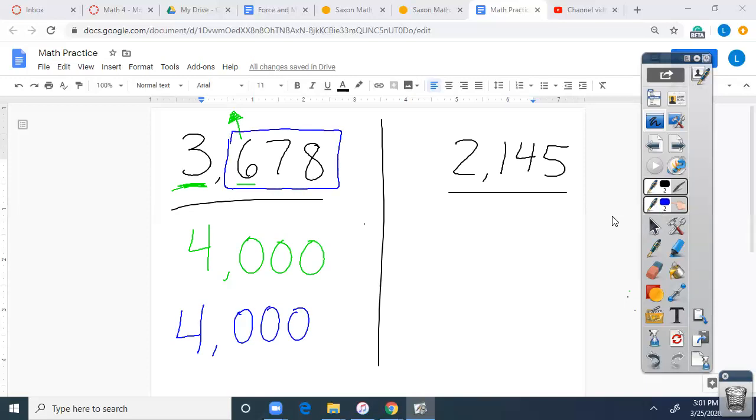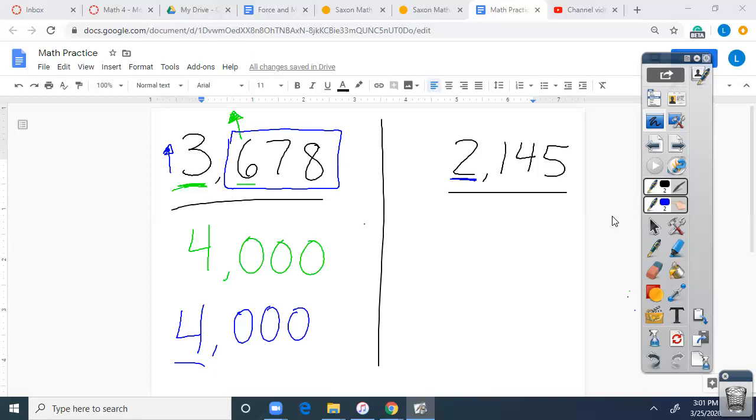678. Is that bigger than 500 or smaller than 500? If it's bigger than 500, then you go up. And it is bigger than 500, so we are going to go up. And when I say we go up, I mean the 3 is going to go up 1. 3 plus 1 is 4. Okay, now we're going to look over here at 2,145. This is our thousands place.